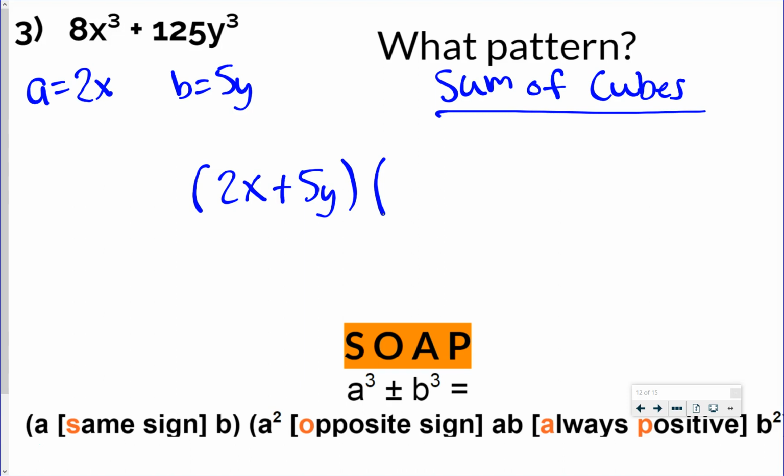My next piece is what? A squared. So 2x squared, I squared both of those. So 2 squared is 4, and x squared is x squared. So that's the same thing as saying 2x squared. That's our a squared. Will my next sign be positive or negative? Negative.